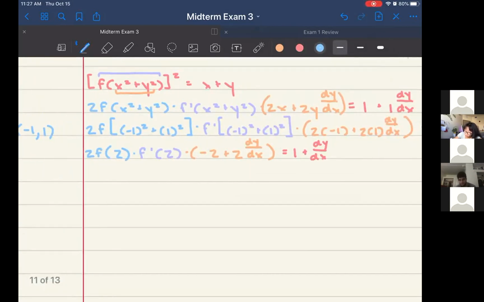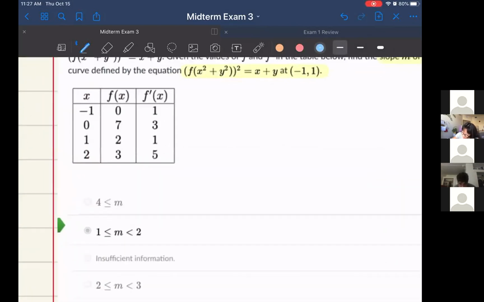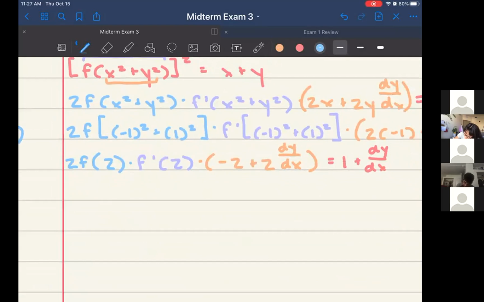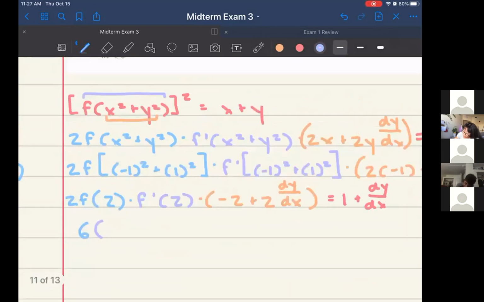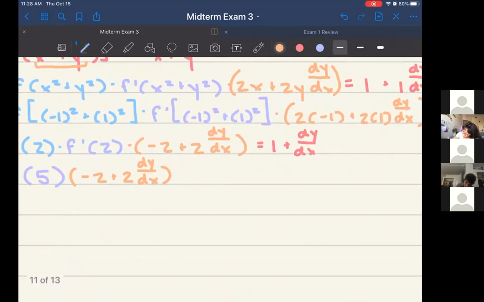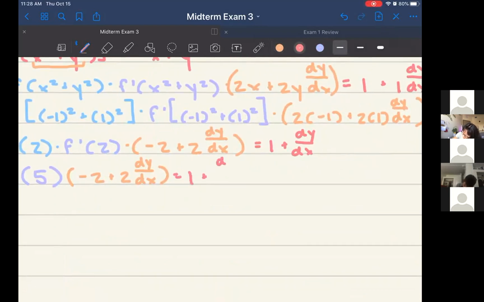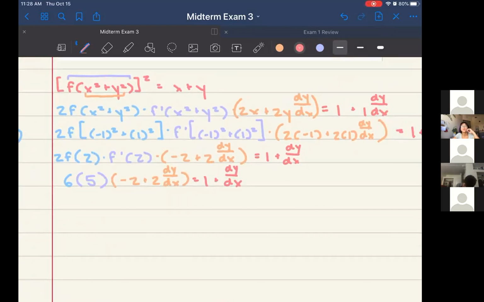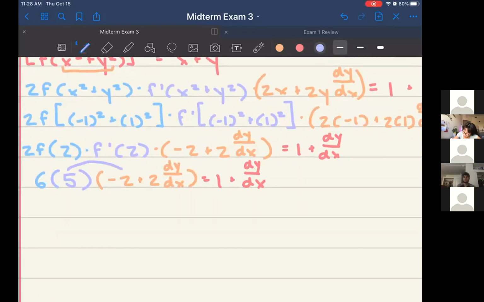All right, simplifying this even more, we're going to have 2 times f of 2 is equal to 3. So 6 right here, times f prime of 2 is going to be equal to 5, times we've got -2 plus 2 dy/dx. We can't really change that at the moment. And then that's just equal to 1 plus dy/dx. And then at this point, you're going to have to isolate dy/dx because that's the slope of the tangent line.